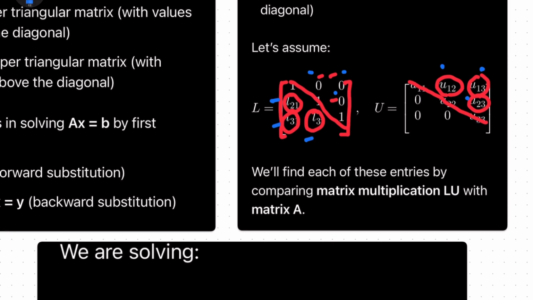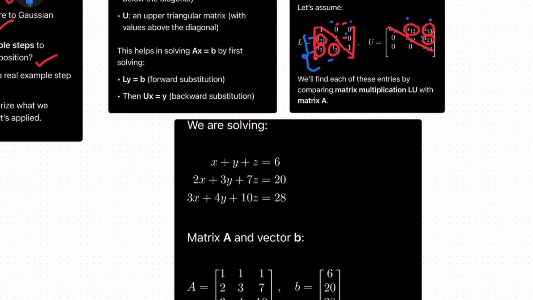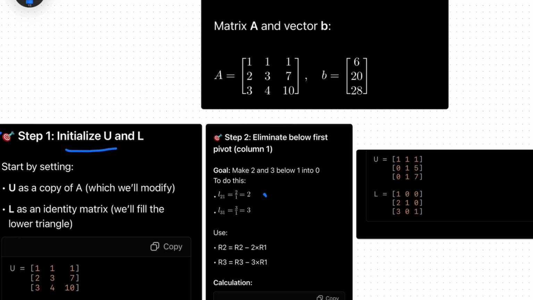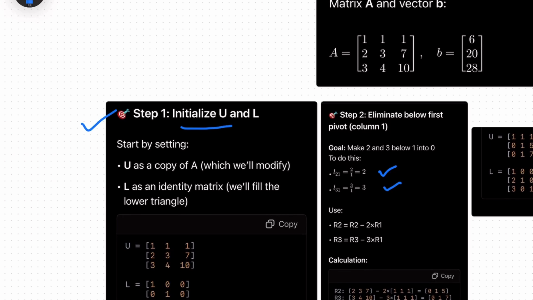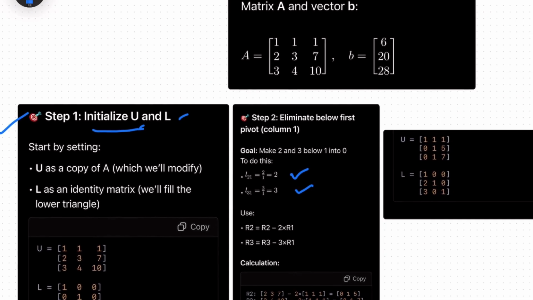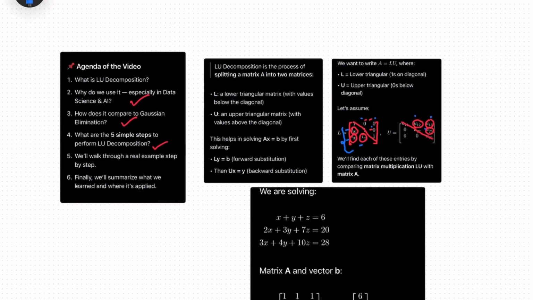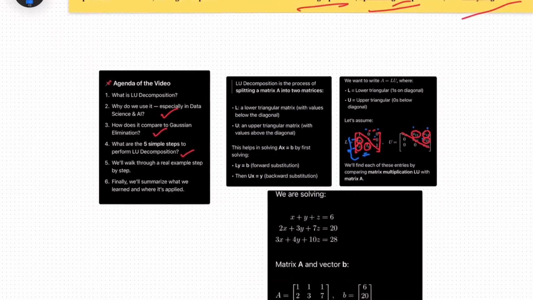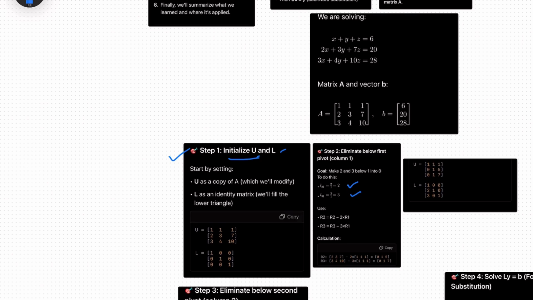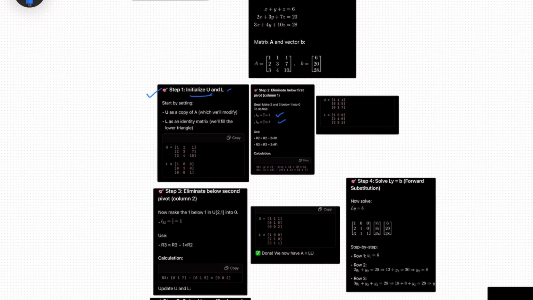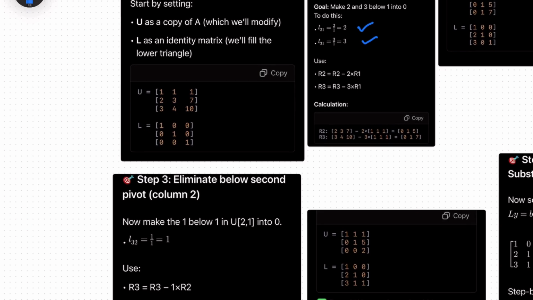Now, as I said, we want to find the x value, y value and z value by splitting a matrix into upper and lower triangular matrices and solving it. Before we go into the example, I want you to understand the 5 steps involved in this process. The first step is that we are going to initialize. Don't worry, when you get into the example you will understand, but you should have an idea of what we are going to arrive at.